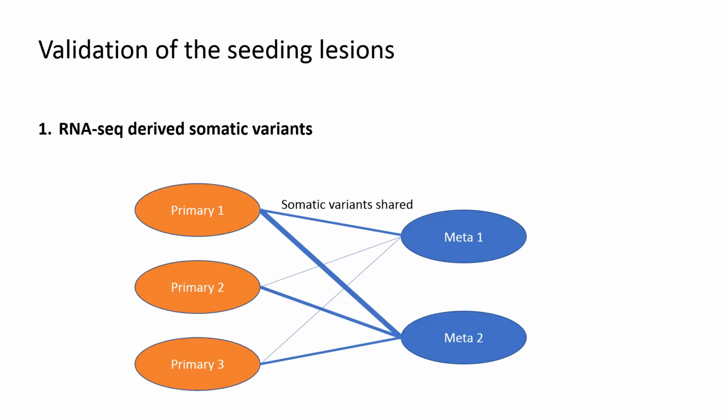To validate that the seeding lesions we identified were indeed related to metastasis, we derived somatic variants from RNA-seq and identified the primary lesions that shared the most somatic variants with the metastatic samples, as indicated on this figure, where the thickness of the line corresponds to how many somatic variants are shared. In 16 patients, we could compare the seeding lesion derived from somatic variants with that derived from the voting scheme introduced earlier, and we found that they agreed in 10 out of 16 patients, which is far more than expected by chance.